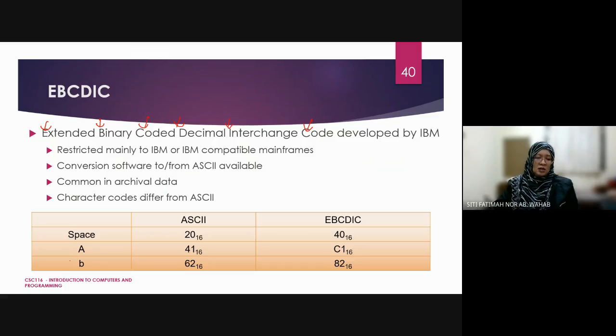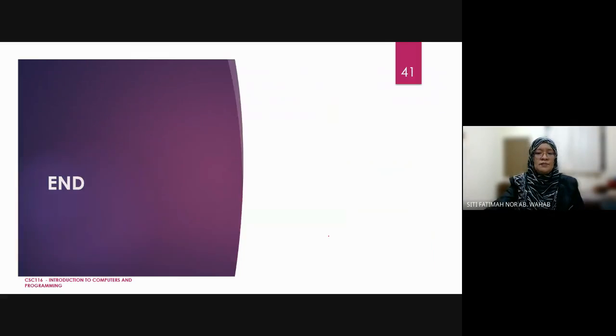Okay, see, in ASCII you have space as 20 in hexa, but in EBCDIC it is 40. Not the same as ASCII. Okay, not the same as Unicode. Uppercase letter A is 41 in hexa for ASCII, but C1 in hexa for EBCDIC.